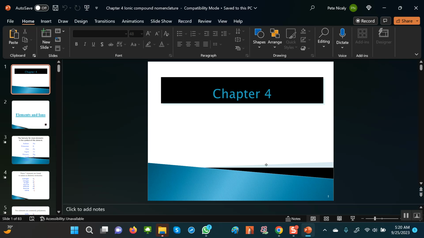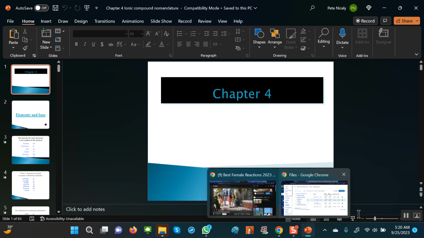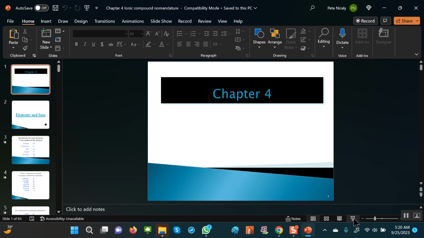Today, in this chapter, we'll be looking at a couple of things. The first of which is ionic compounds, how they are formed and how we name them. That's the first part. The second part will deal with some other topics which we'll get into later on.